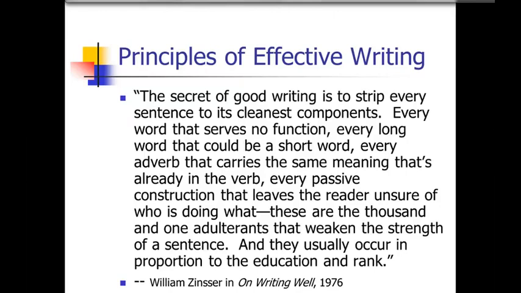He says, "The secret of good writing is to strip every sentence to its cleanest components. Every word that serves no function, every long word that could be a short word, every adverb that carries the same meaning that's already in the verb, every passive construction that leaves the reader unsure of who is doing what. These are the 1,001 adulterants that weaken the strength of a sentence. And they usually occur in proportion to education and rank." And I find that last part especially amusing since I tend to teach people who are highly educated and high in rank.